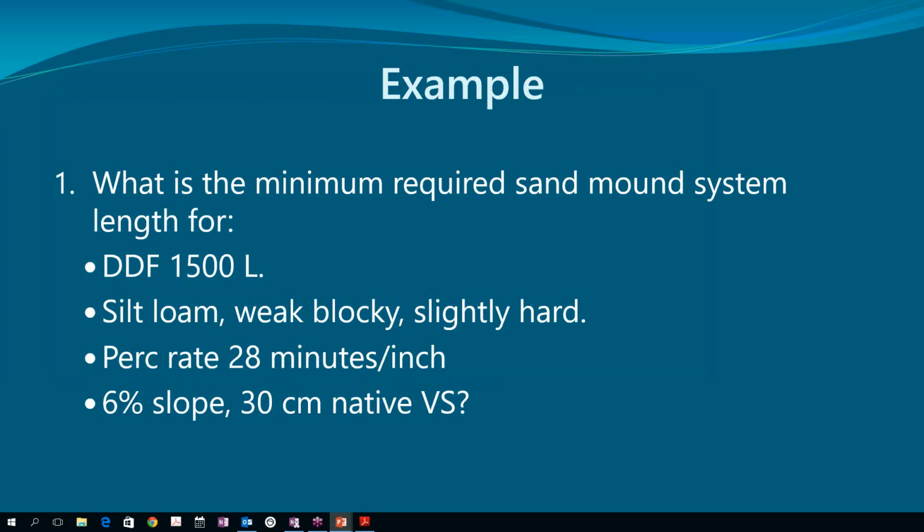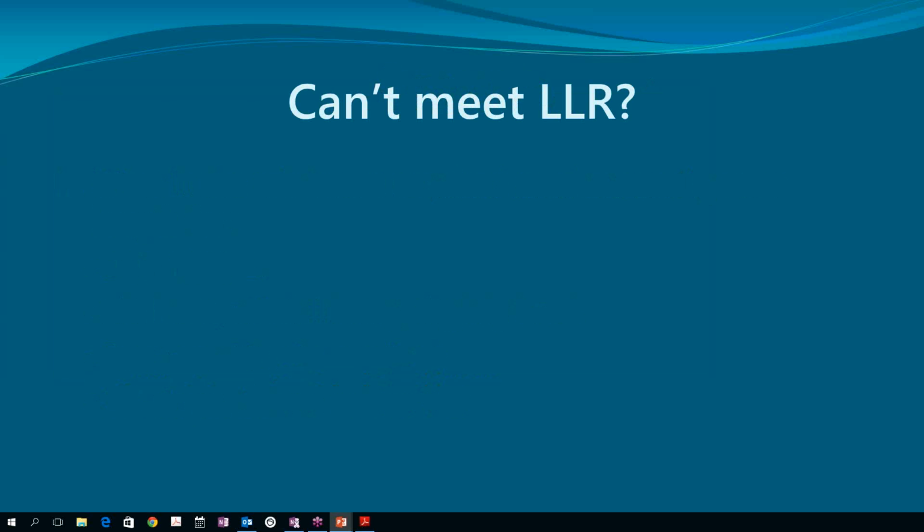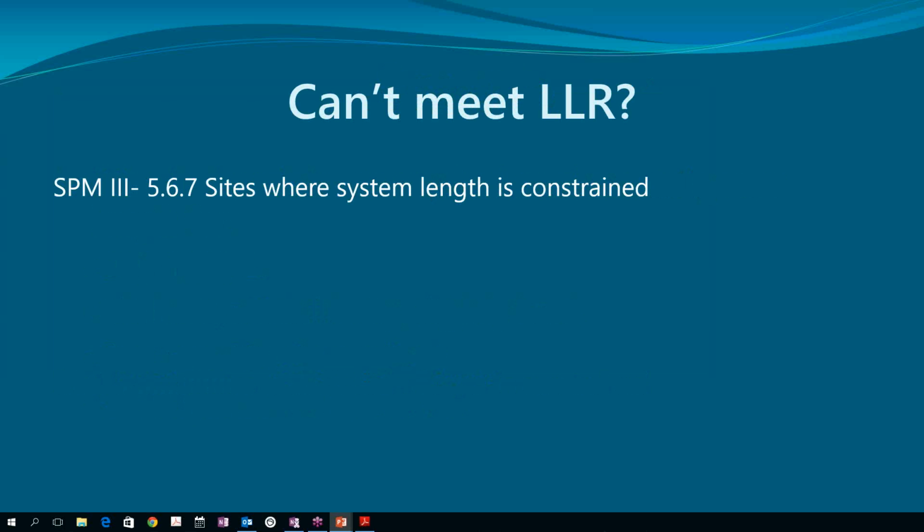To wrap up that question, base it on DDF, what's the length? So the length is 1500 liters DDF divided by 35, the most conservative of the two loading rates, means this system needs to be 43 meters long. 43 meters. A lot of parcels don't have room for that. So what do we do if we can't meet LLR to wrap up the night? Another few slides. SPM Volume 3, the guidelines, has a section titled Sites Where System Length is Constrained.